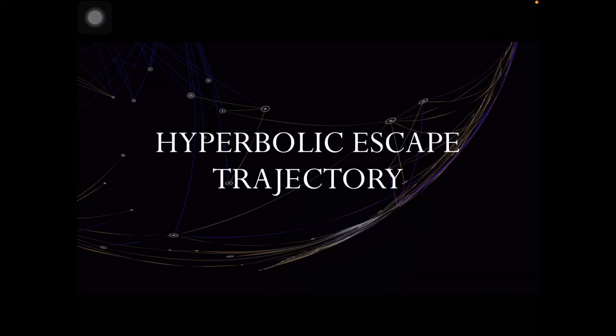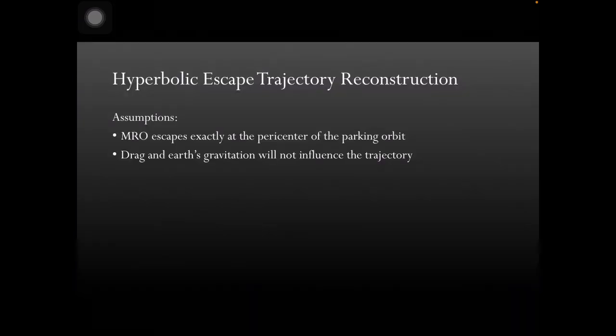As the heliocentric trajectory is already reconstructed, the next step is to reconstruct the hyperbolic escape trajectory. And like every calculation, some assumptions are made, such that the MRO escapes exactly at the pericenter of the parking orbit. Also, the drag and Earth's gravitation will not influence the trajectory shape, as it would add a layer of complexity to the problem.